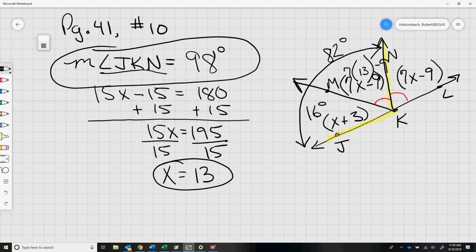Alright, again, the whole key to these problems is having a clean slate, being organized, getting the information on the problem, getting the angle you're looking for highlighted, and then coming up with a plan to solve the problem.